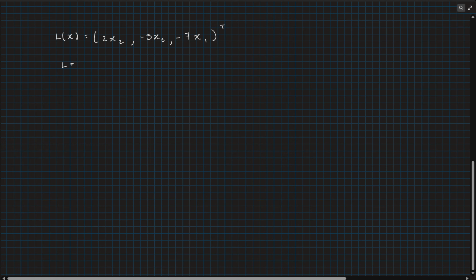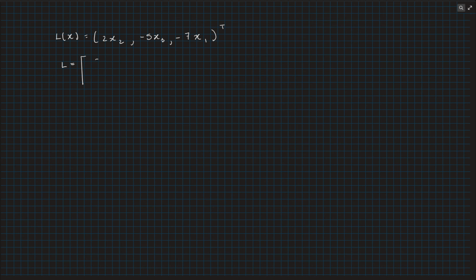L is equal to 2x2 minus 5x3 and negative 7x1. So what does this mean? This means that if I were to give you a vector with x1, x2, and x3, so the vector x is equal to, say, 1, 2, 1, and I apply this operator L to it, what do we get?